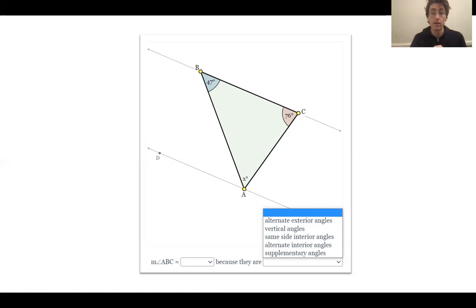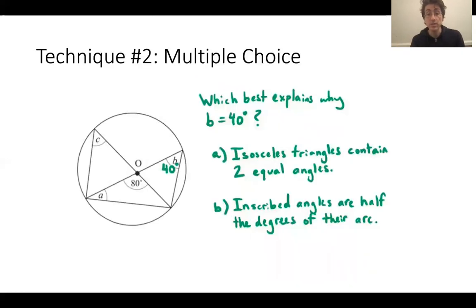In this case, well, I don't know, I have to look at the other drop-down menu, but what is angle ABC equal to? I guess BAD because of alternate interior angles, though potentially there's lots of congruences here. But anyway, I've done this in my own teaching sometimes. Sometimes I've made it harder by, first of all, giving only two choices, but making them both kind of plausible. So which best explains why angle B, which is an inscribed angle here, is 40 degrees.